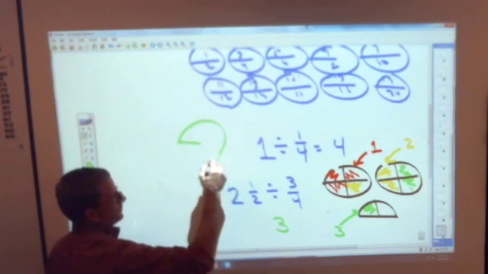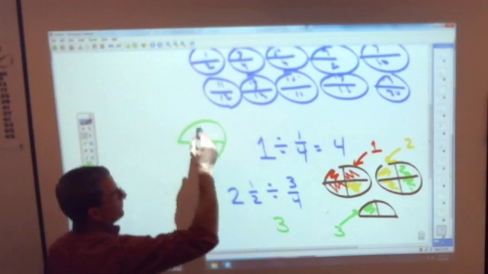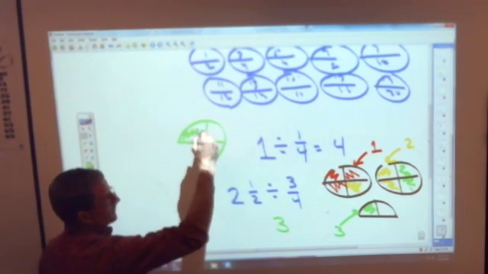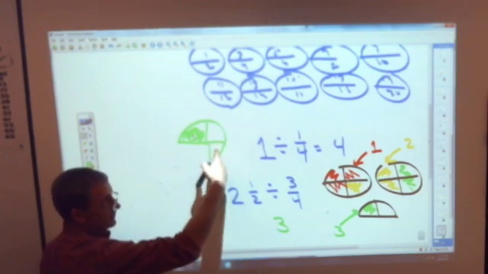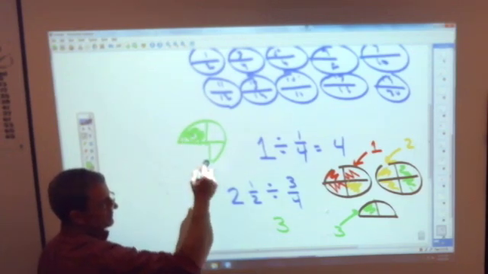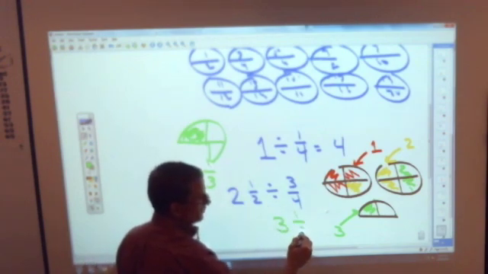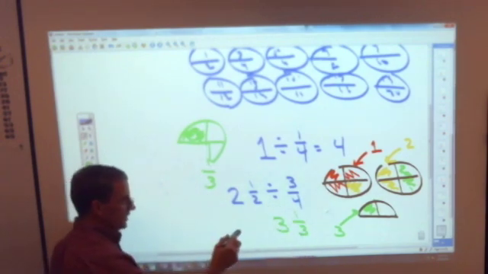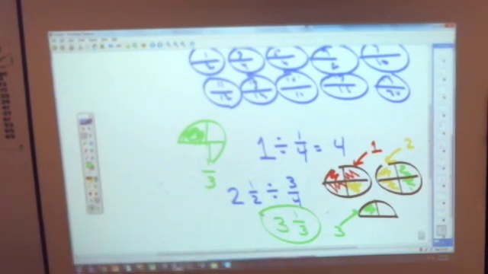I have 3/4. Here's my 3/4, and I have 1 of them. What fraction is this? How many pieces do I have? 3. And how many are shaded in? 1. 1/3. 2 1/2 divided by 3/4 is 1 1/3. And you're going to say, what? Now, lest all of that confuses you, let me just give you the basic gist of this thing.